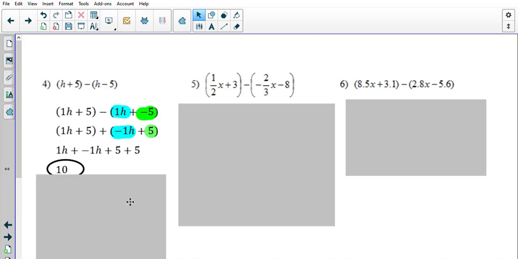The h's cancel out. Do not write 1h because 1 plus negative 1 is 0h, which is gone. But we do need to do 5 plus 5 to get 10.